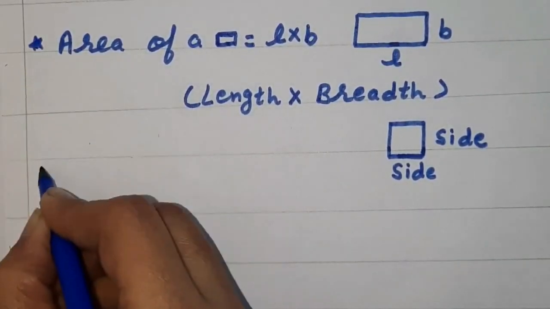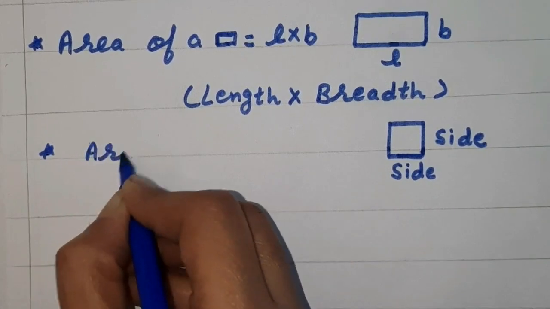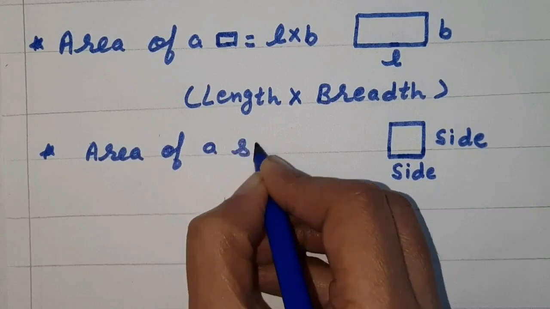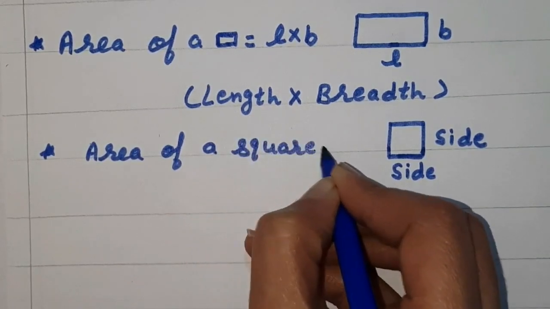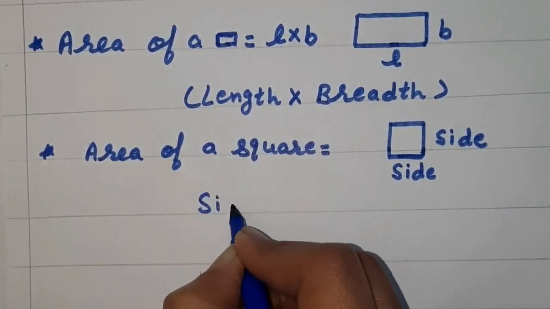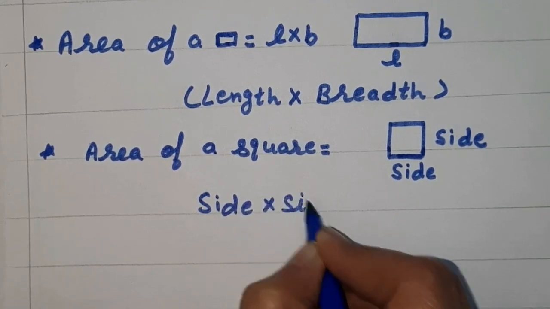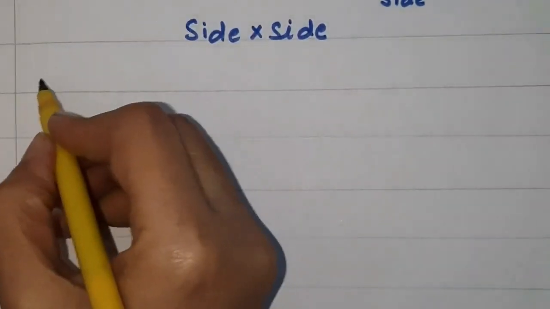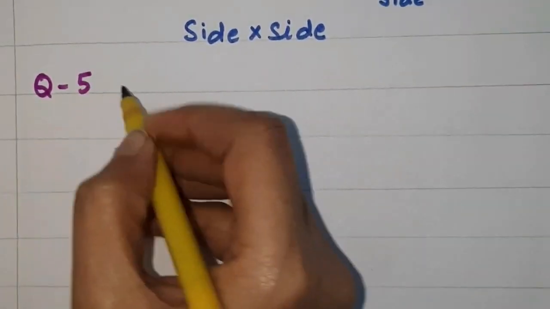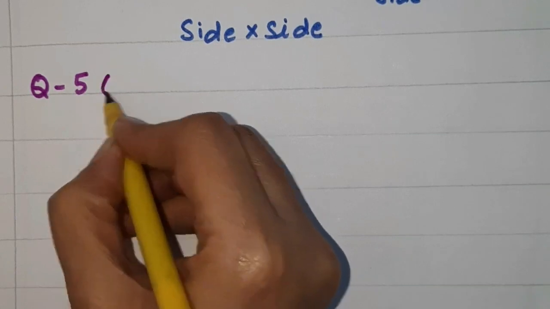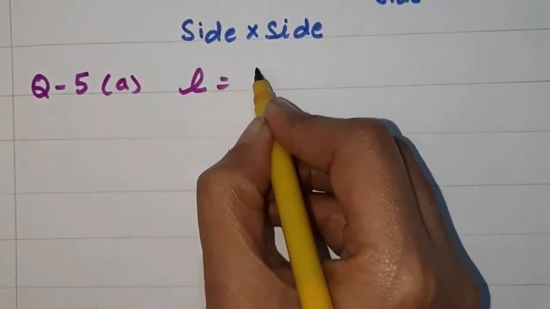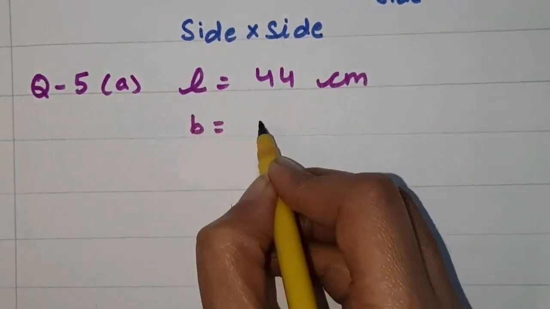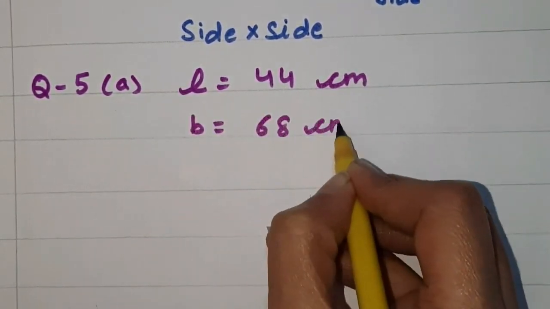And area of a square is equal to side multiply side. Now in question number 5, length is given to us, 44 centimeter, and breadth is given, 68 centimeter.